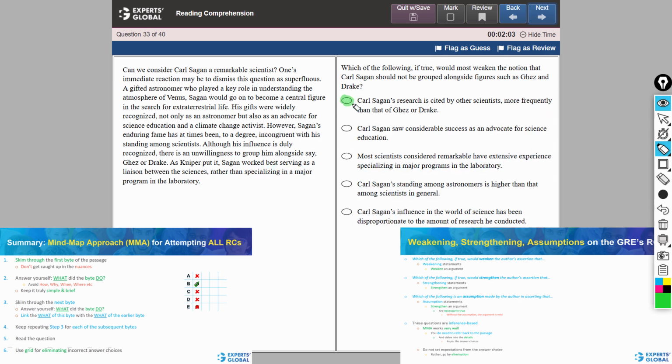Answer choice A does a fair job at weakening the notion under discussion and is the correct answer choice.